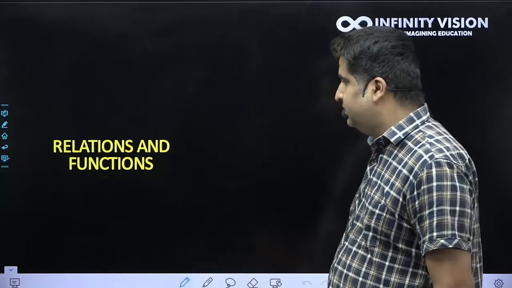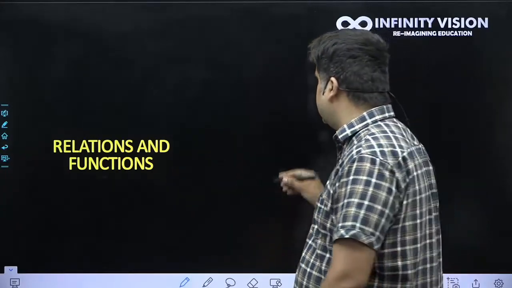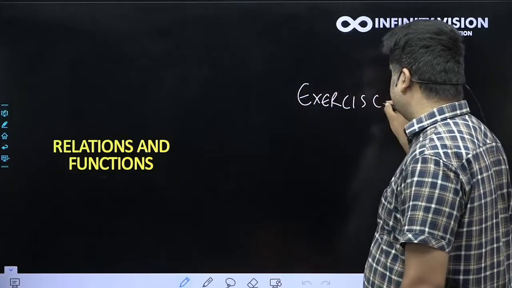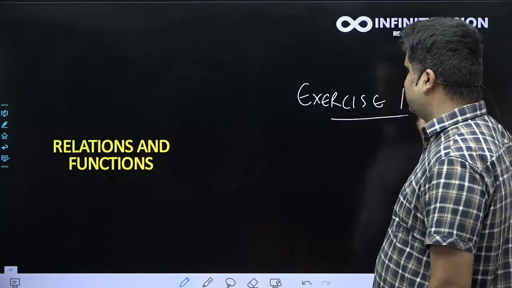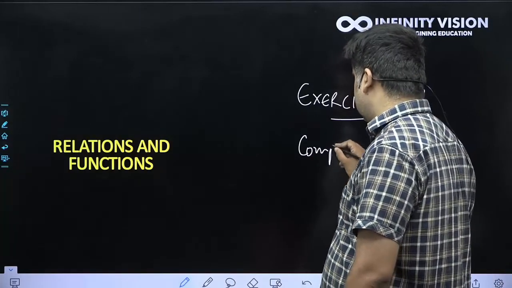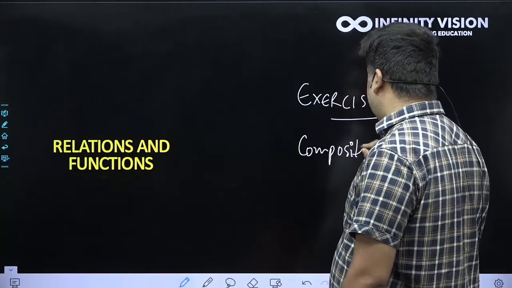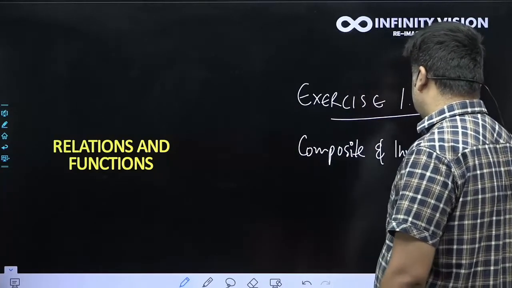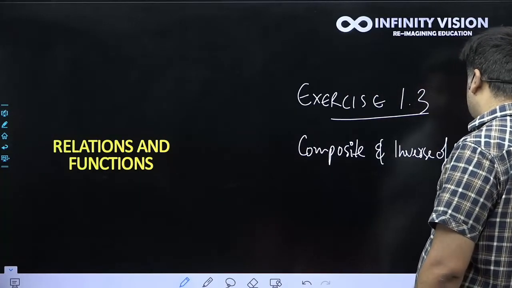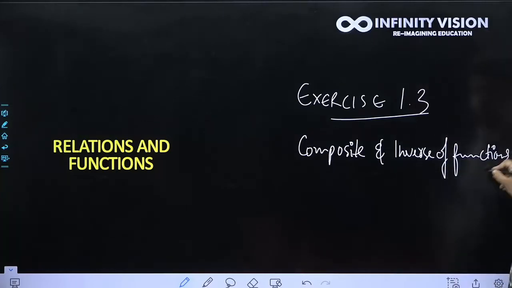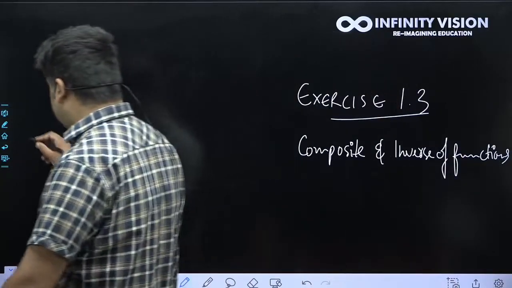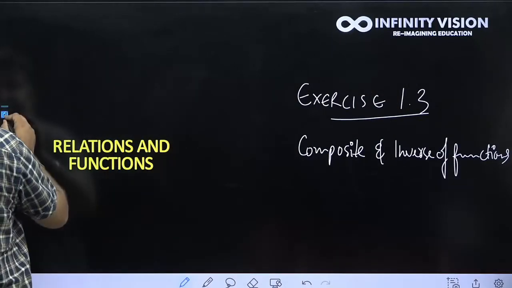Today we'll be discussing the Relations and Functions NCERT solution of exercise 1.3. Exercise 1.3 is basically about composite functions and inverse of functions. So it's a very interesting exercise. Let's go through all the questions of the NCERT one by one. So let's see the first question.